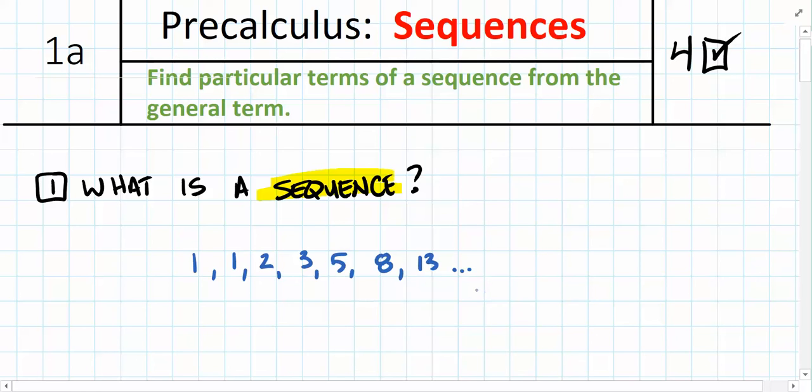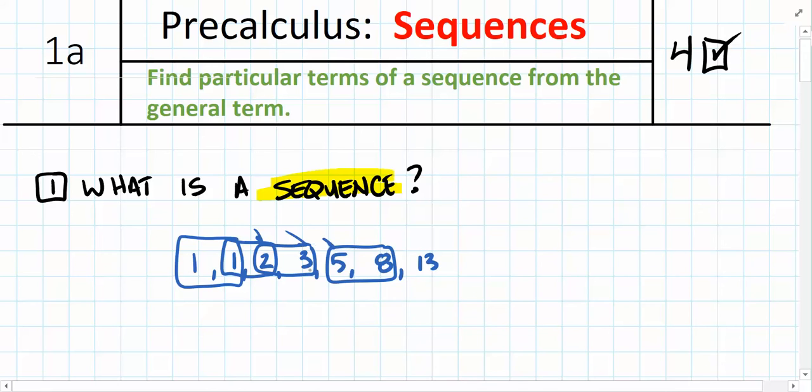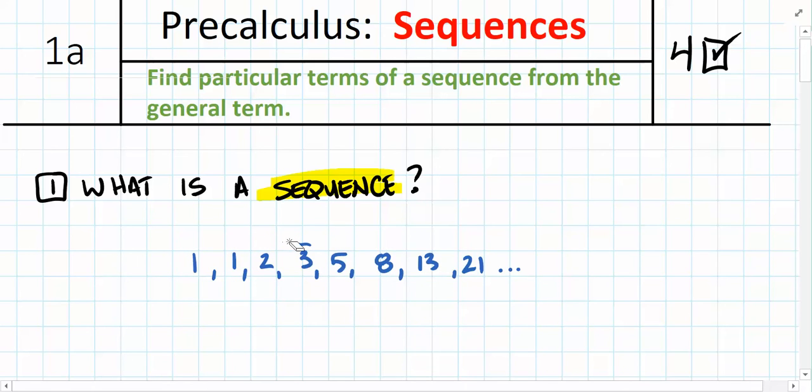What do you think the next term would be right after the 13? Yes, 21, you would be correct, because all we're doing is simply adding the sum of the 2 previous terms. So 1 plus 1 gives you 2, 2 plus 1 gives you 3, 3 plus 2 gives you 5, 3 plus 5 gives you 8, 8 plus 5 gives you 13, 13 plus 8 gives you, of course, 21, and so on and so forth. When you see those 3 dots, that means that the pattern continues as you have previously established.